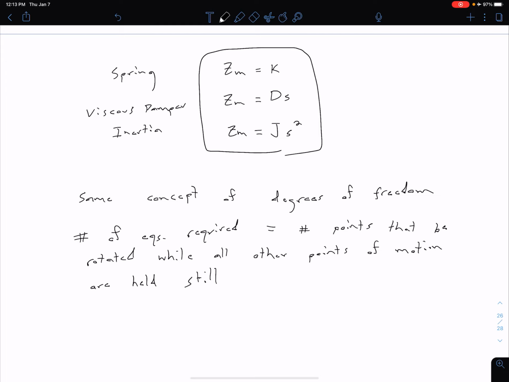Okay, so that's how we can determine how many equations we're going to need to describe a system. So what we're going to do in the next video is look at a general set of equations really briefly, because it's going to be very similar to our translational mechanical equations. Then we're going to look at an example of how we can use those.